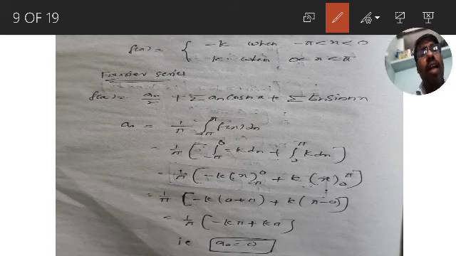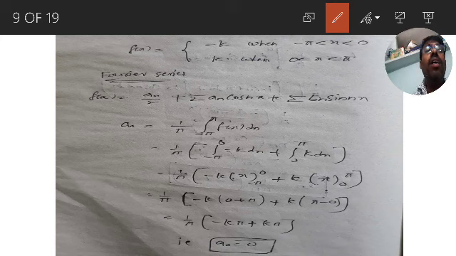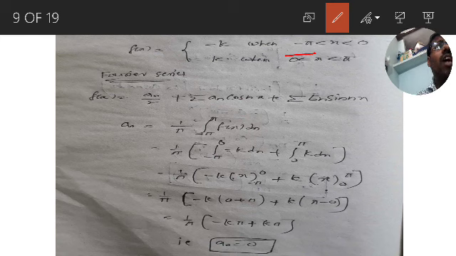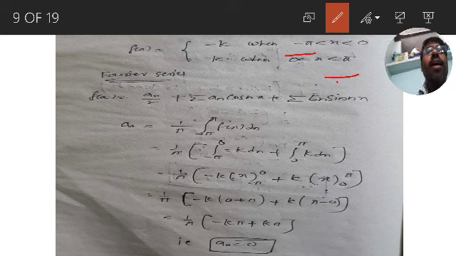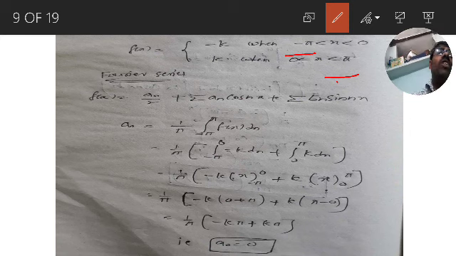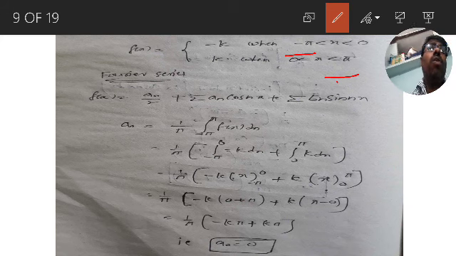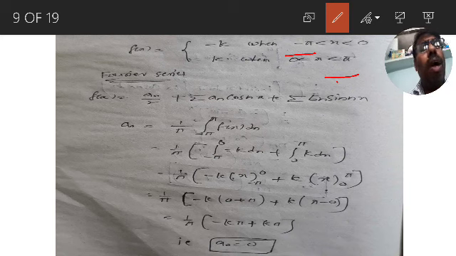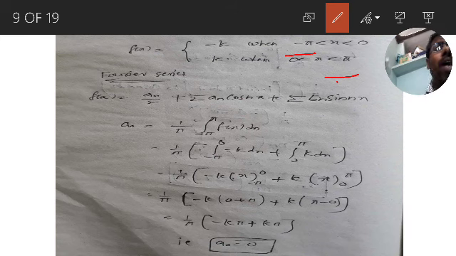So what is a naught? A naught is equal to 1 by pi integration minus pi to pi. Why minus pi to pi? The interval starts with minus pi and ends with pi. Therefore it is 1 by pi integration minus pi to pi f of x into dx. But what is the f of x value? F of x value is, from minus pi to 0, minus k, and 0 to pi, k. So now divide the integration minus pi to pi into minus pi to 0 and 0 to pi. Minus pi to 0, you have to write minus k, and 0 to pi, you have to write k.